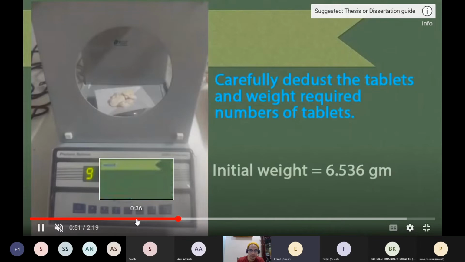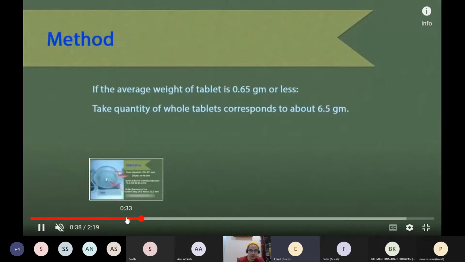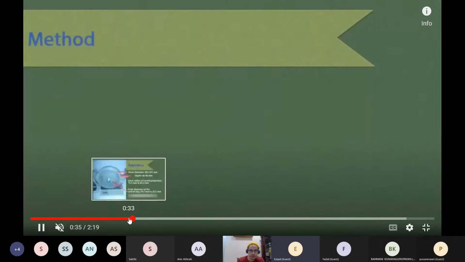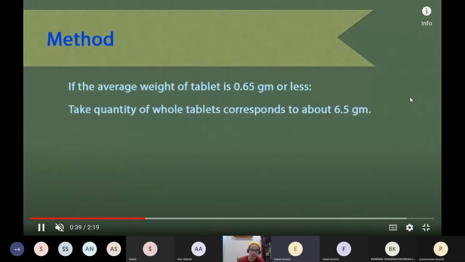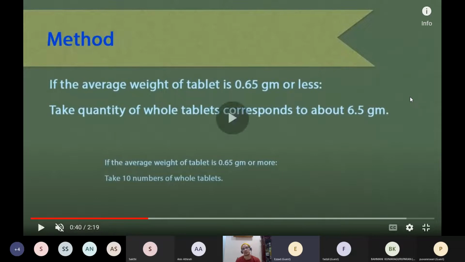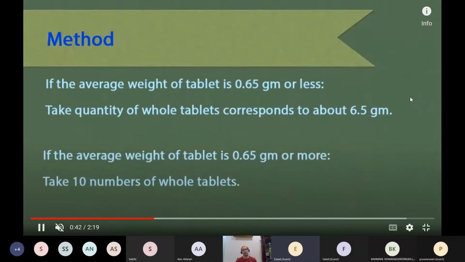Let me rewind sikit. So how do we perform this test? What is the procedure? So berapa banyak biji tablet yang kita nak test? So ada dua condition kat sini. Okay, condition pertama, if the average weight of the tablet is 0.65 grams or less, you take the quantity of the whole tablets that correspond to about 6.5 gram.